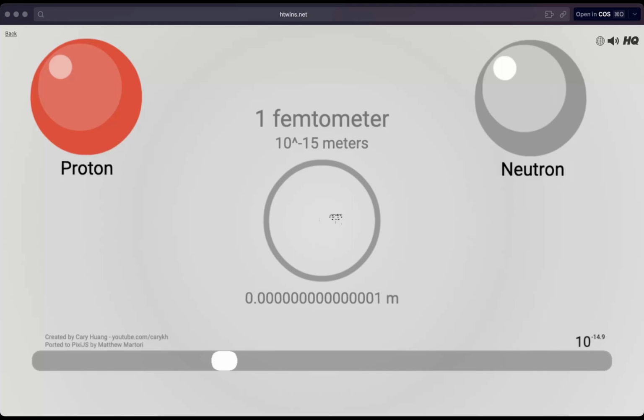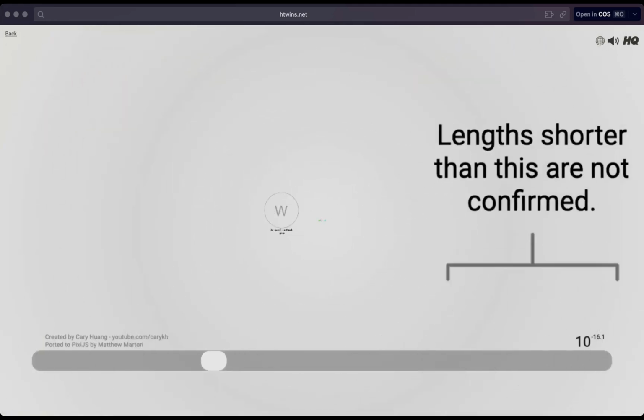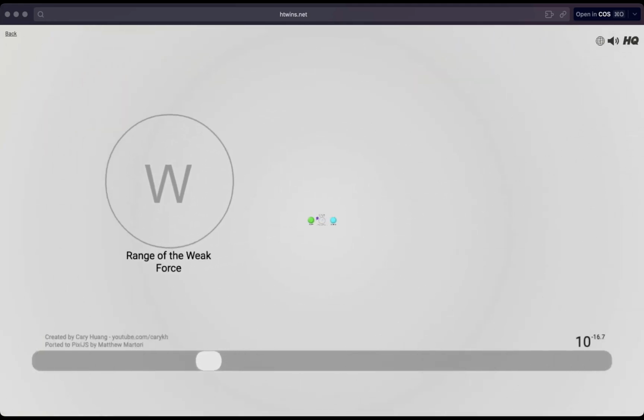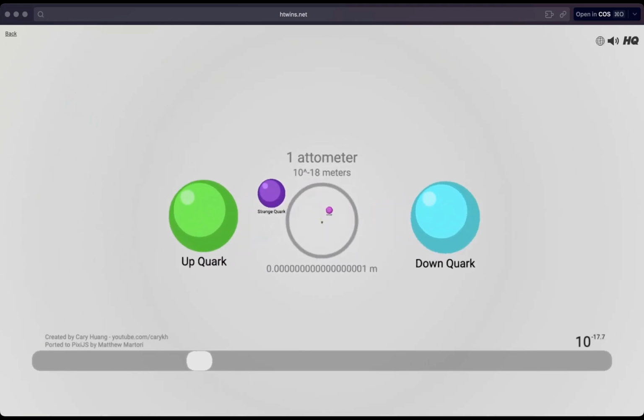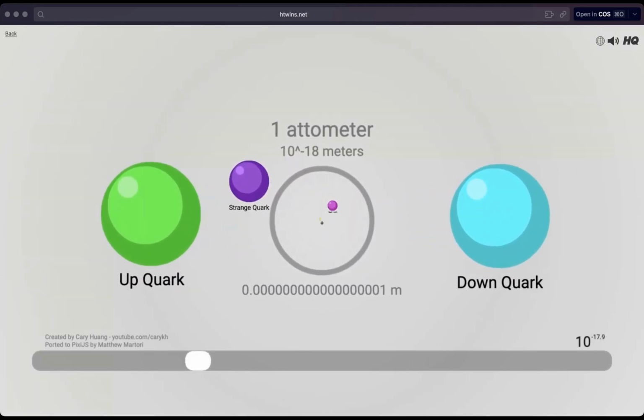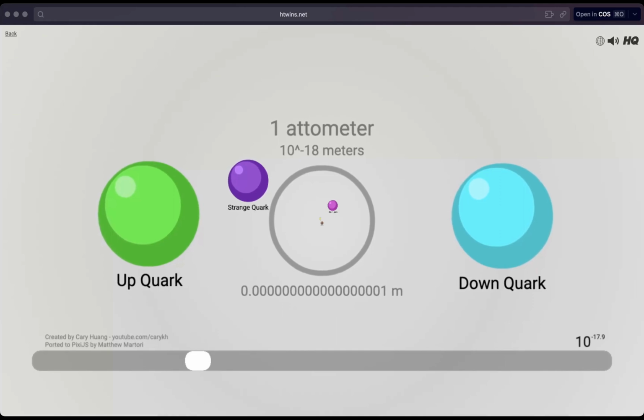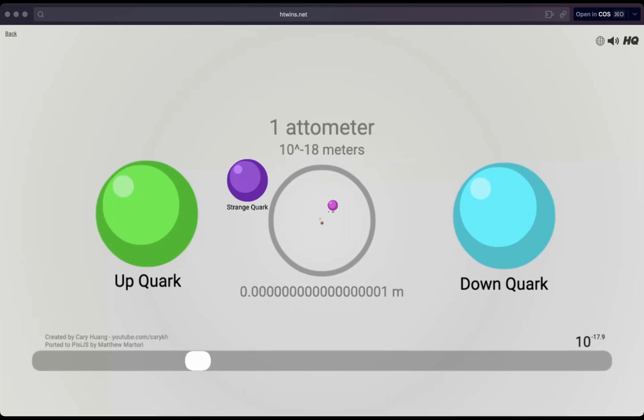But I heard quark, so let's see how small a quark is. It's the range of the weak force. Up quark and the down quark, the largest quarks. So quarks, if you didn't know, are what make up atoms. Really, they make up the protons and neutrons, which are made up of different types of quarks, subatomic particles. That's too small. That's basically just physics. This is chemistry. So we'll be dealing with stuff larger than that. But this is an attometer, 10 to the negative 18.